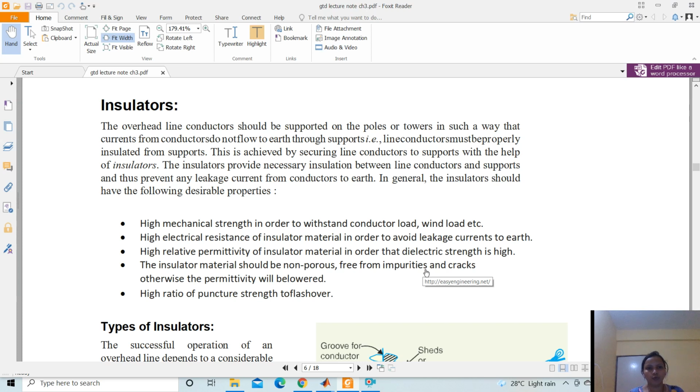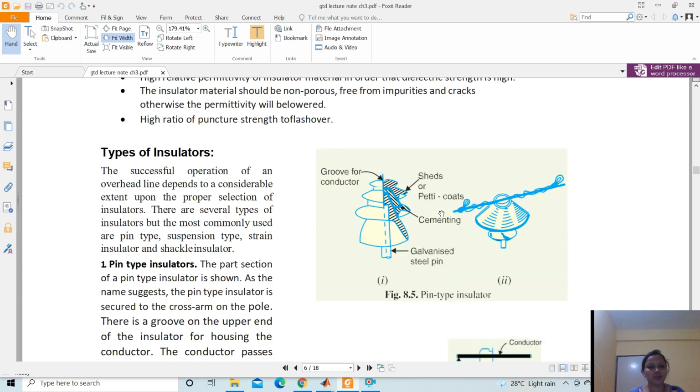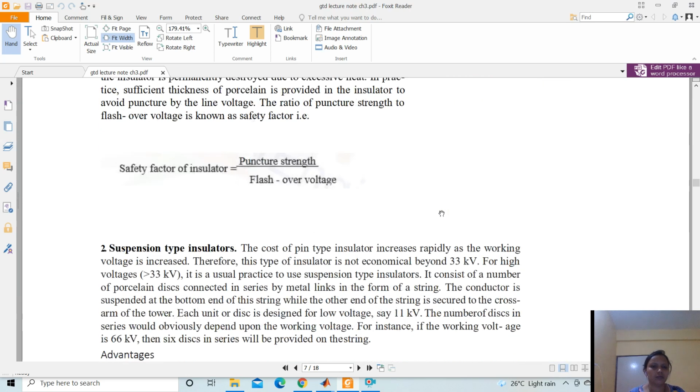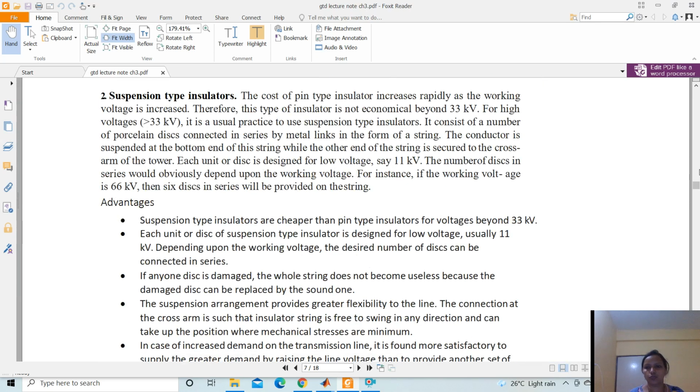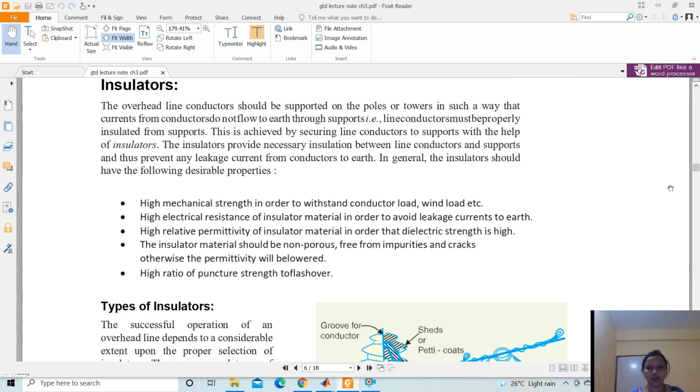So today I am going to discuss the topic of insulators. Under this section we are discussing the properties of insulating material, and then different types of insulators. Under the different types of insulators we covered pin type insulator, suspension type insulator, cycle type insulator, strain type insulator, etc. So these are the basic main types of insulators.